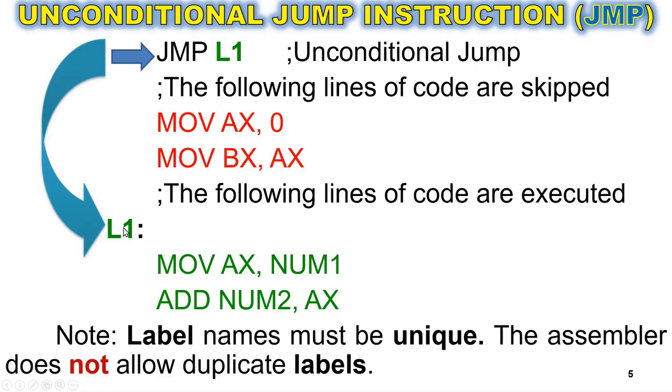Thus, the following lines of code such as MOV AX, 0 and MOV BX, AX are skipped. And then the following lines of code are executed by the CPU when the CPU jumps to the memory address given by the label name L1: MOV AX, num1 and ADD AX, num2. Note that label names must be unique and must not be duplicated. The assembler does not allow duplicate label names.